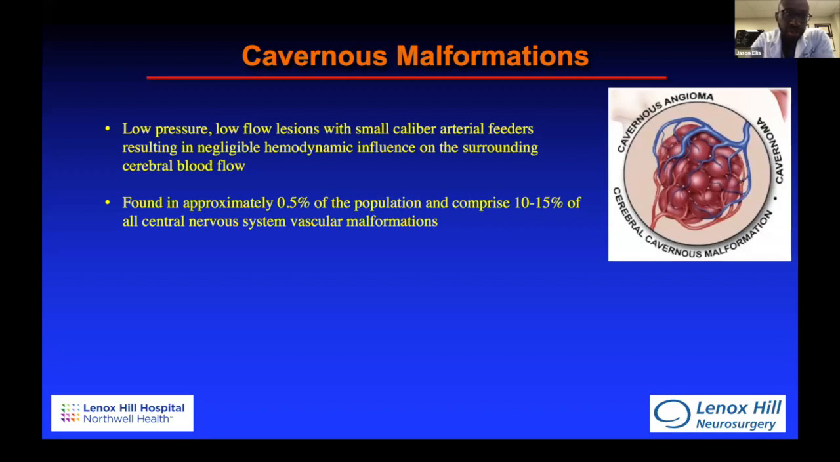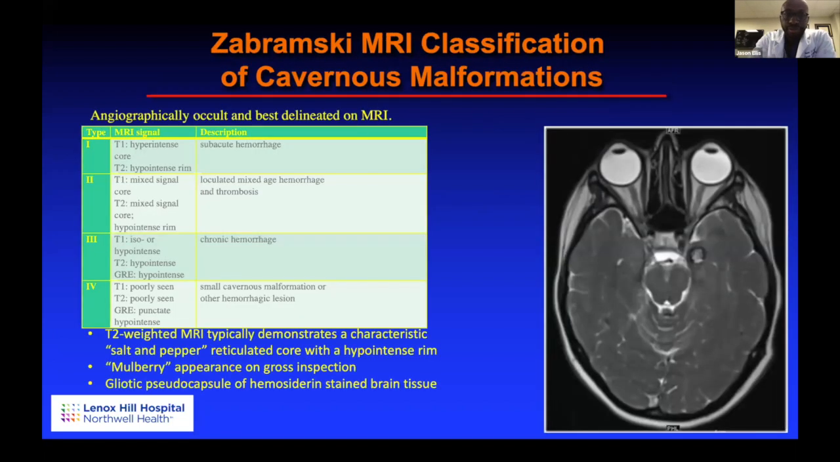Cavernous malformations are low pressure, low flow lesions with small caliber arteries. No arteriovenous shunting is present, and they are found in 0.5% of the population. On MRI, they have a very distinct characteristic. They've been called a mulberry appearance. You can see one here in the medial temporal lobe, really in the uncus. It has mixed signal intensity.